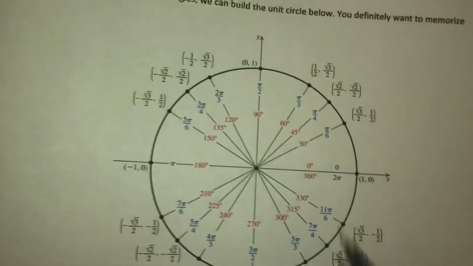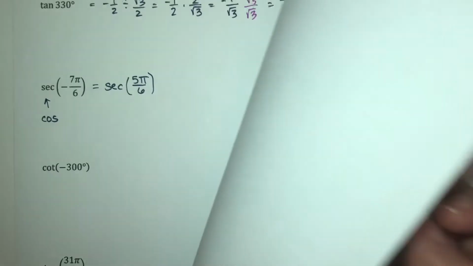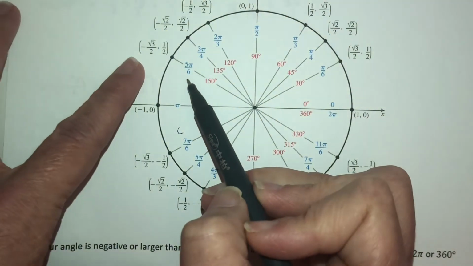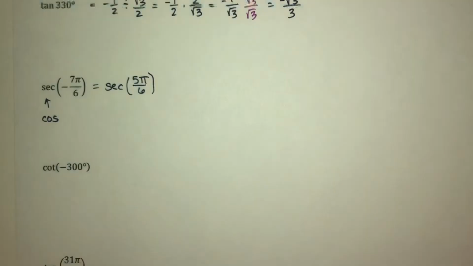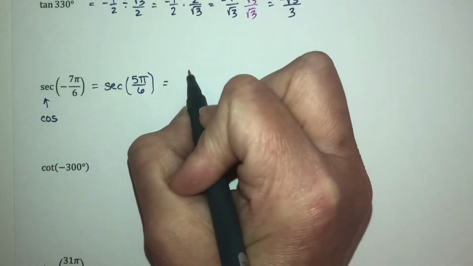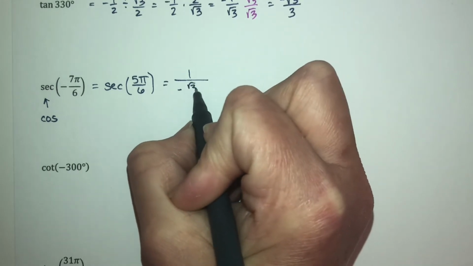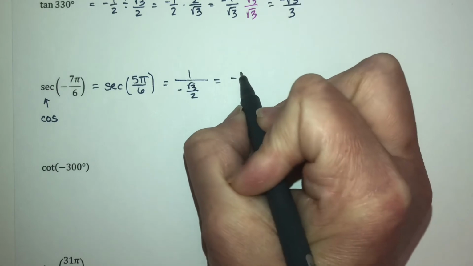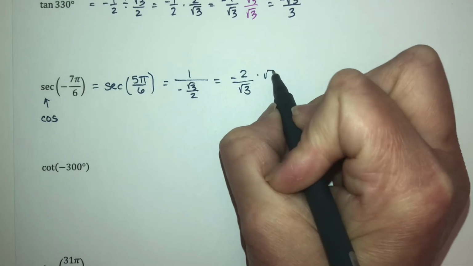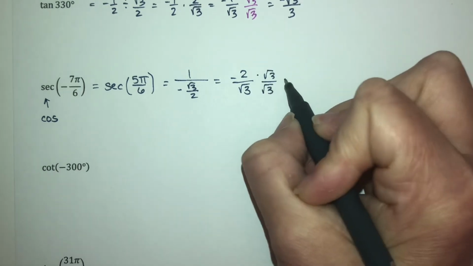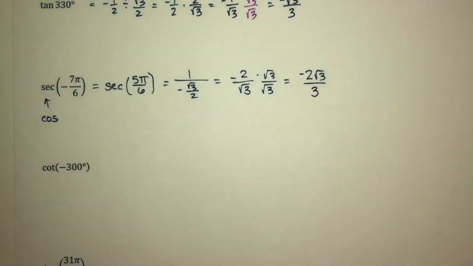So 5 pi over 6 is right here. We are looking for secant, so that means we need to find the cosine. Cosine is negative square root 3 over 2. So this will be 1 over negative square root 3 over 2, which is negative 2 over the square root of 3. Rationalize to get negative 2 square root 3 over 3.